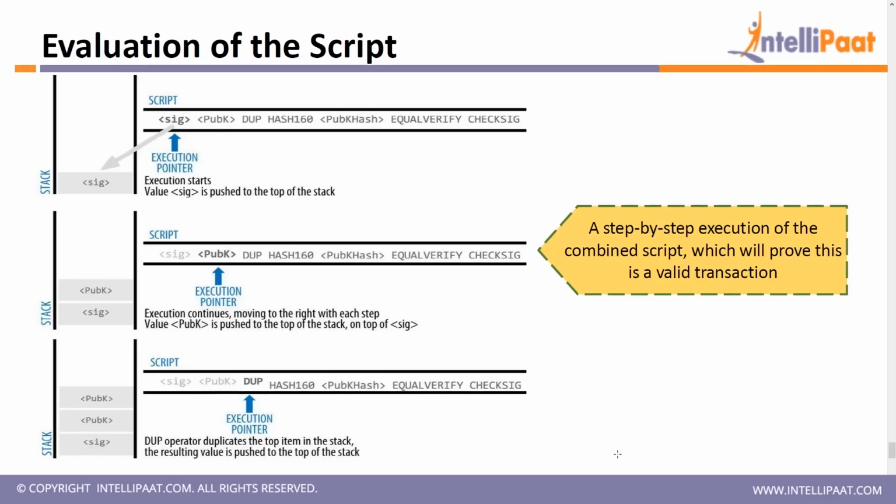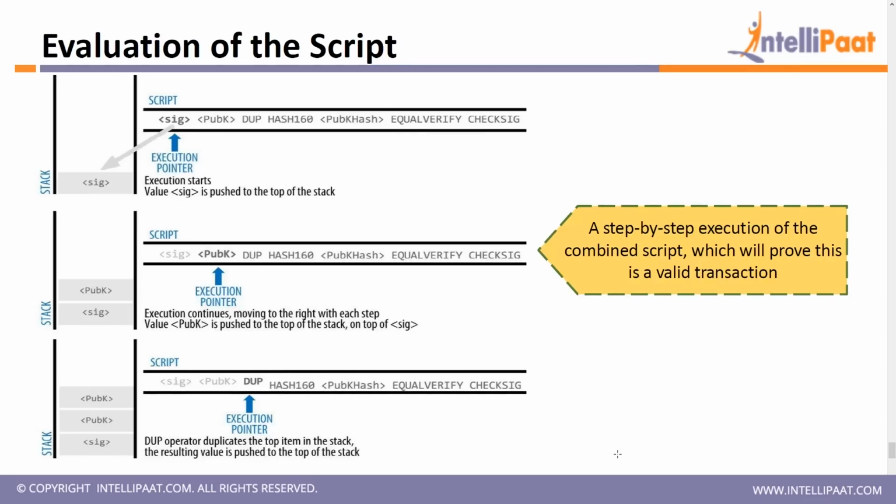Now, here comes the evaluation of the script. On this screen, you can see how the steps provided in the scripts are executed and evaluated. The pointer is at the initial state. The signature is provided using the public key. Evaluation starts.